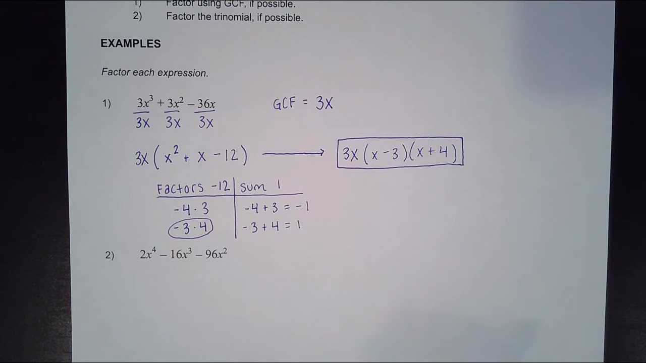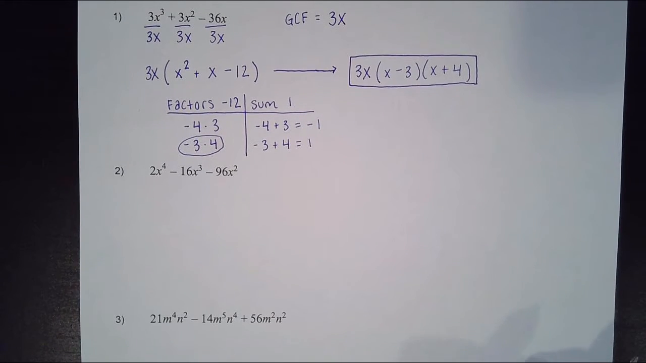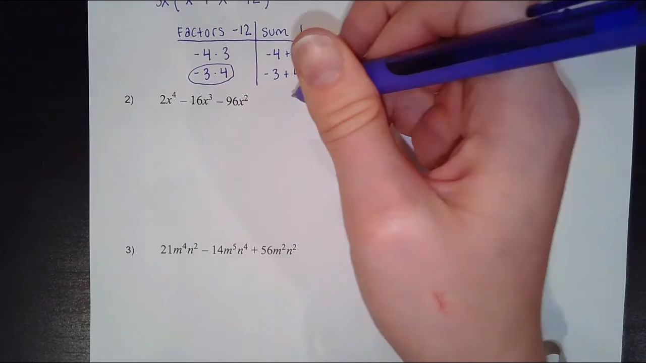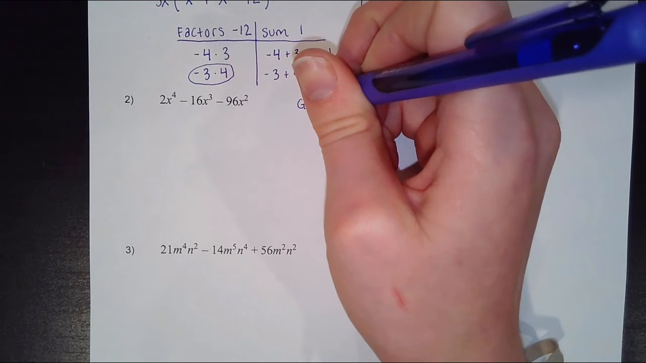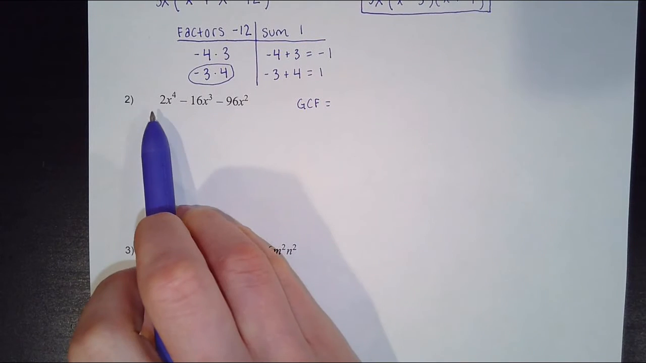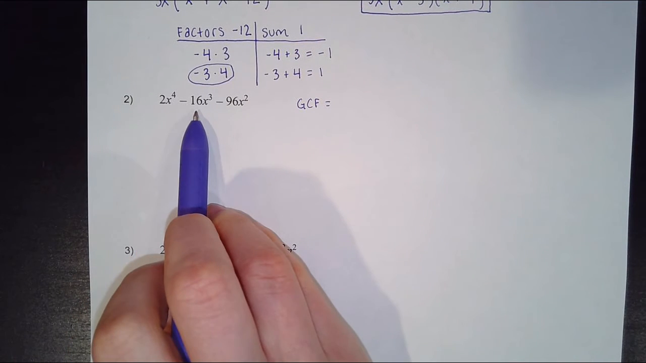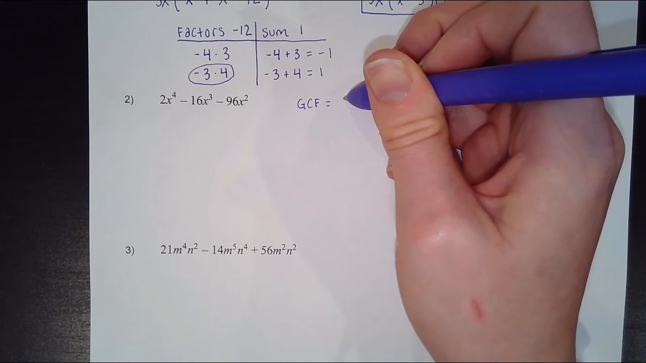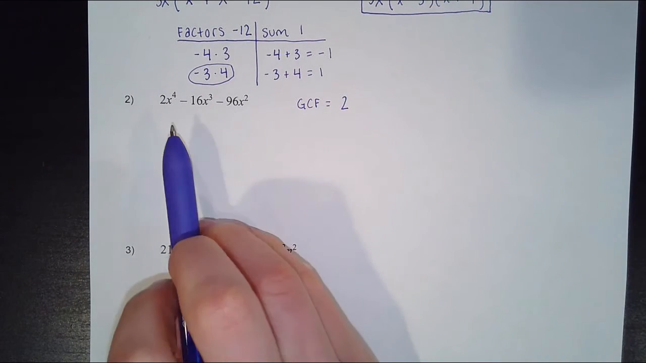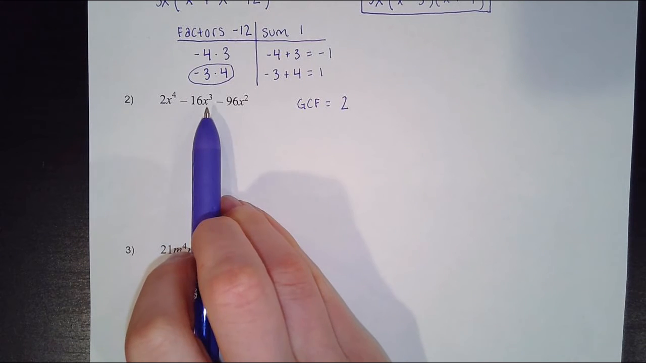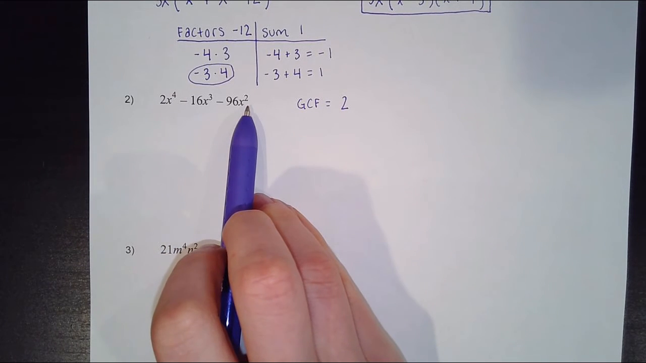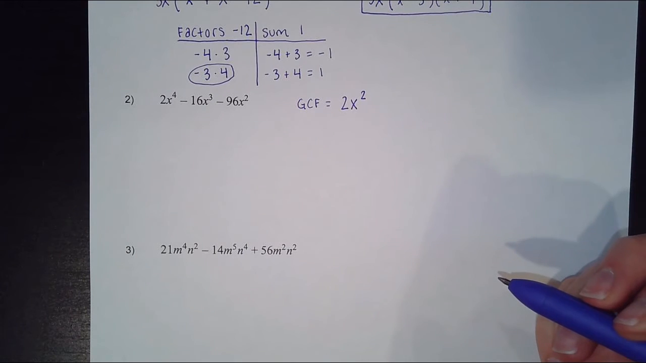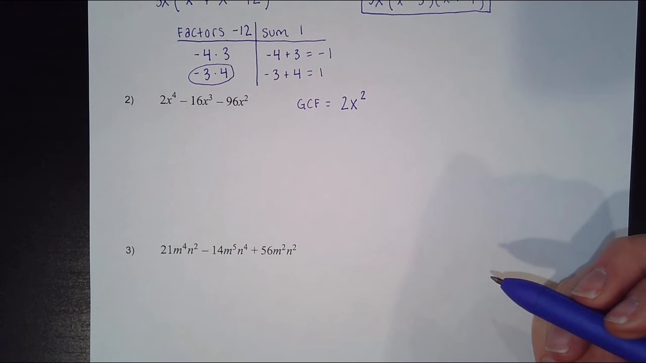Let's try that process again. So again, first we're always going to check for a greatest common factor. Looking at number 2, I want to see if we can get a greatest common factor here. We have 2 and 16 and 96, so 2 would be the biggest factor that goes into all of those. Looking at our variables, we want the smallest exponent between the 4 and the 3 and the 2. X squared would be our smallest. So our greatest common factor is 2x squared.